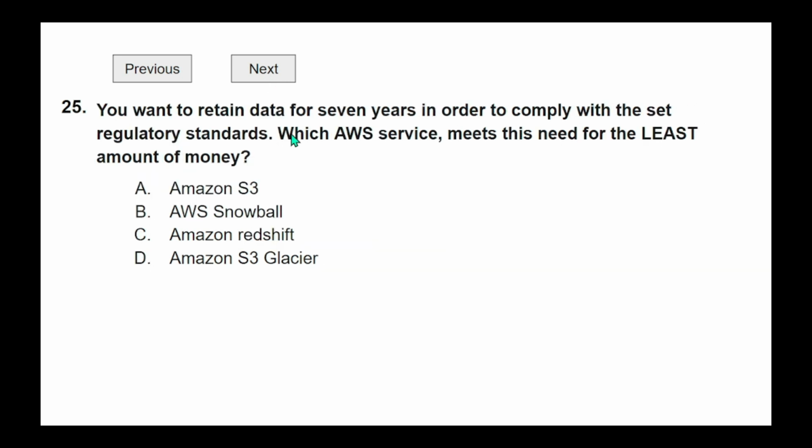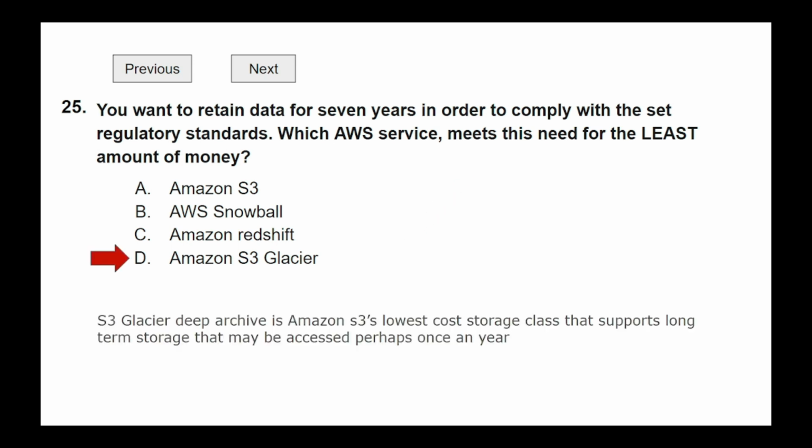Question 25. You want to retain data for 7 years in order to comply with the set regulatory standards. Which AWS service meets this need for the least amount of money? Option A, Amazon S3. Option B, AWS Snowball. Option C, Amazon Redshift. Option D, Amazon S3 Glacier. So the answer is Amazon S3 Glacier. Amazon S3, well, that's a bucket service like Amazon S3 Glacier. Amazon Snowball is a tool used to transfer petabytes of data. Amazon Redshift, well, that's a database.